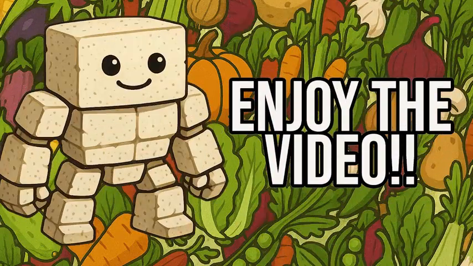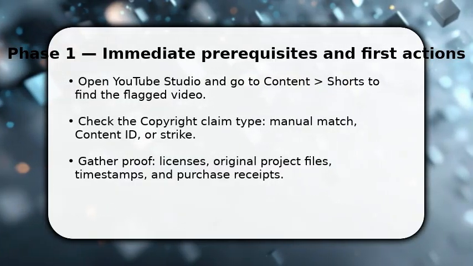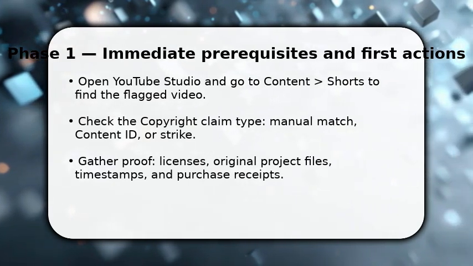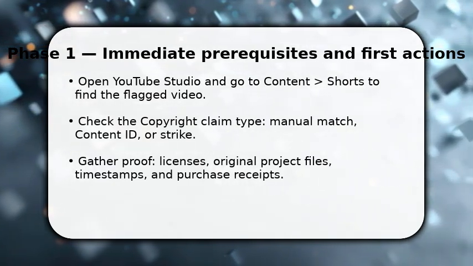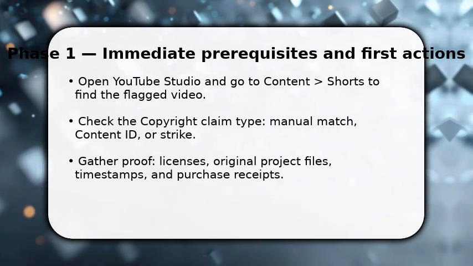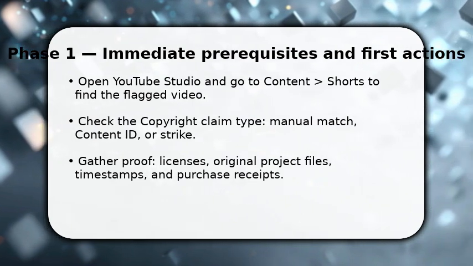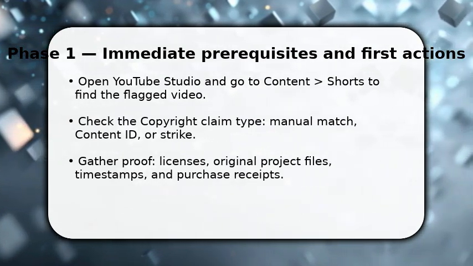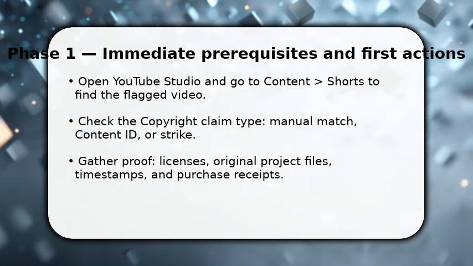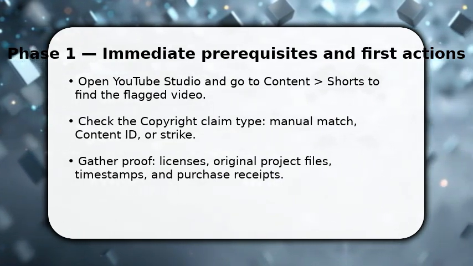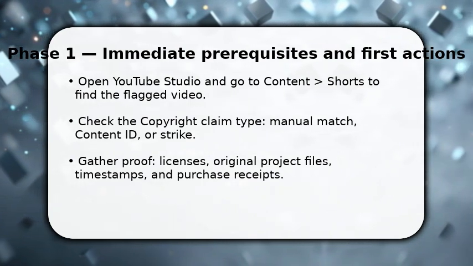Please enjoy the video. You start by locating the shorts flagged in YouTube Studio, open content and filter for shorts. You need to identify the exact claim type, content ID match, manual claim, or a strike, because the remedy differs. Once done, collect evidence, original project files, license emails, timestamps, or purchase receipts that show ownership or permission.